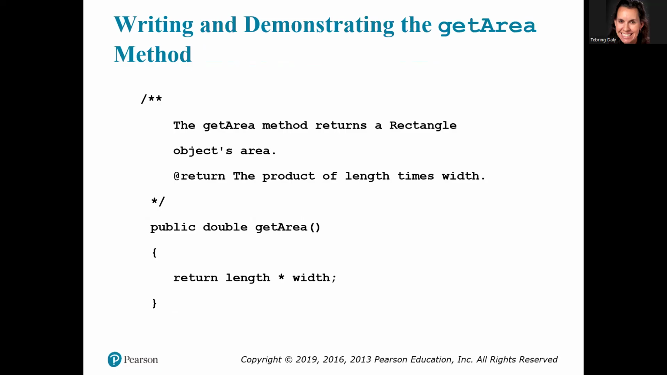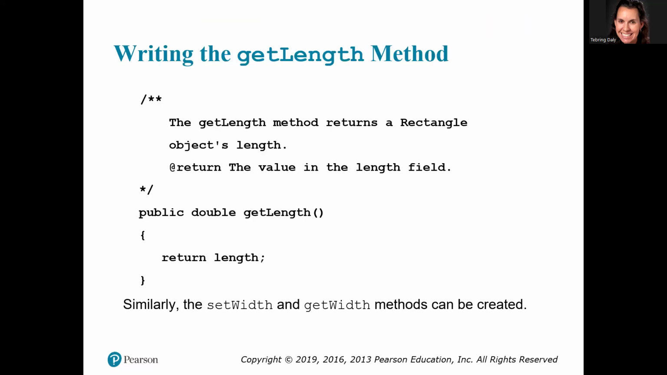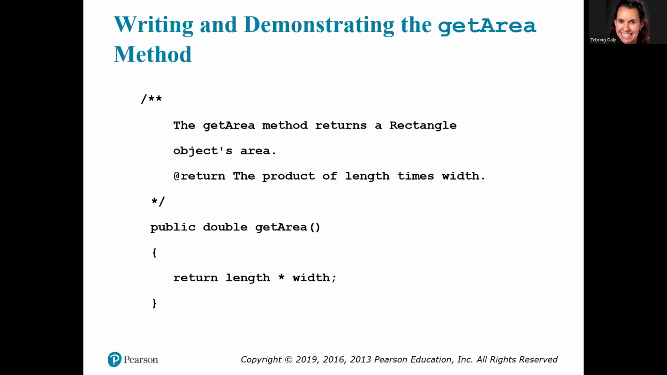So this is a calculation method. The other one that I showed you was just returning a field. Like getLength is already one of the fields. You had a width and you have a length. This one is a calculation. So getArea is going to multiply length times width and send it back to you. So if you ask for the area, you'll get it.